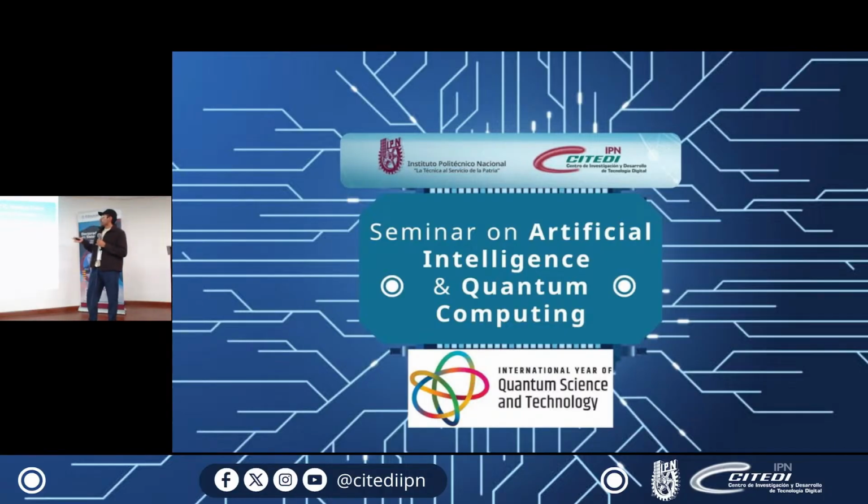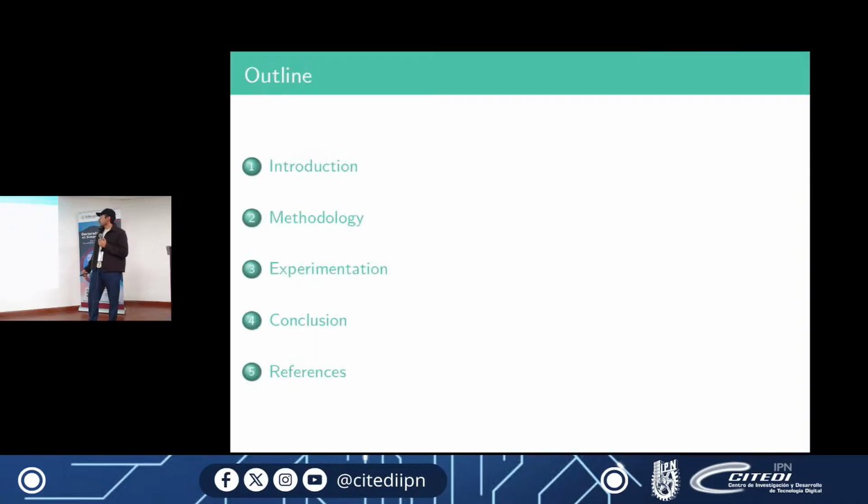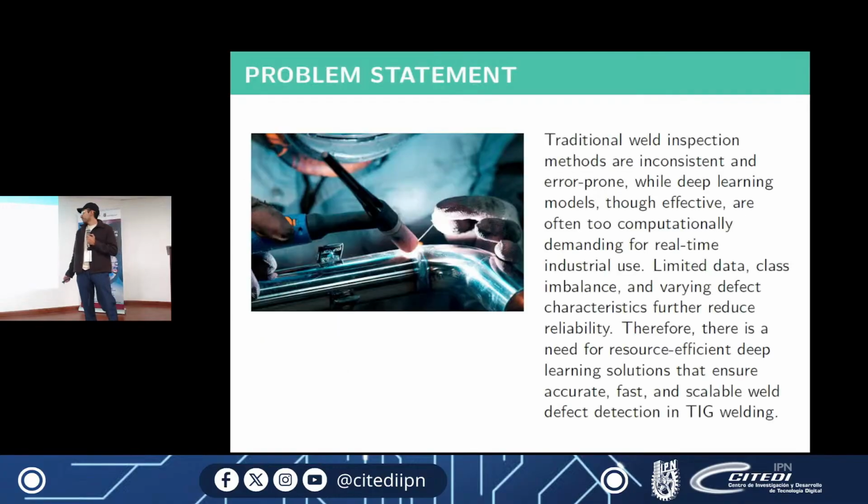So we'll talk about resource efficient CNNs and TIG welding defect detection using data balance techniques. This is the outline that we will follow: introduction, methodology, experimentation, conclusion. So let's talk first of all about the problem statement.